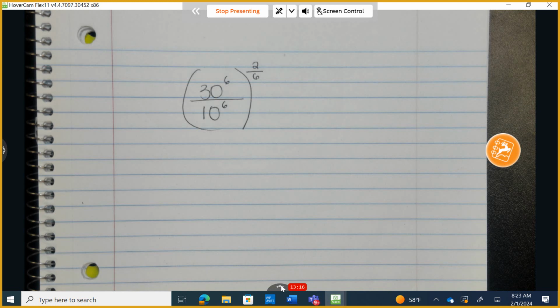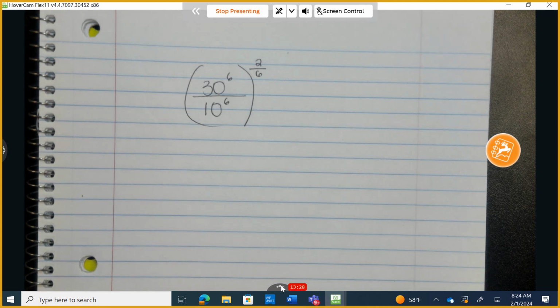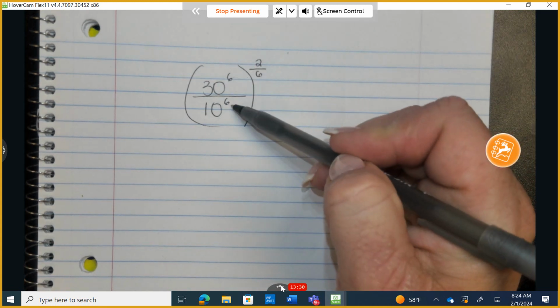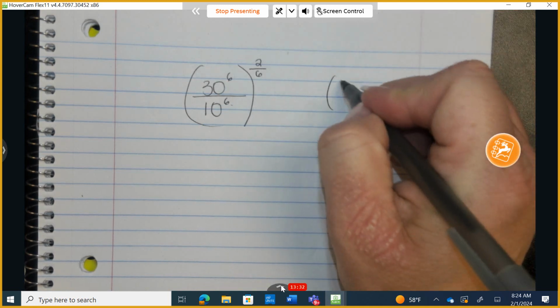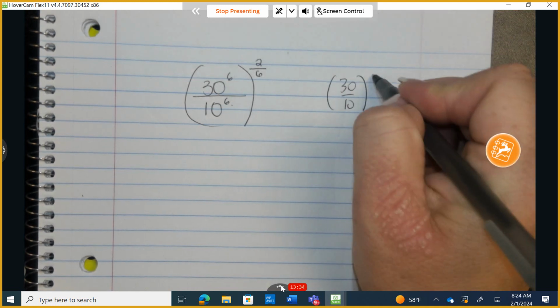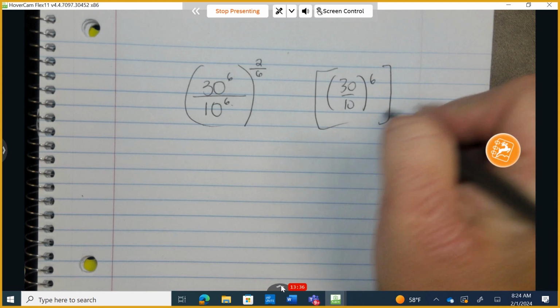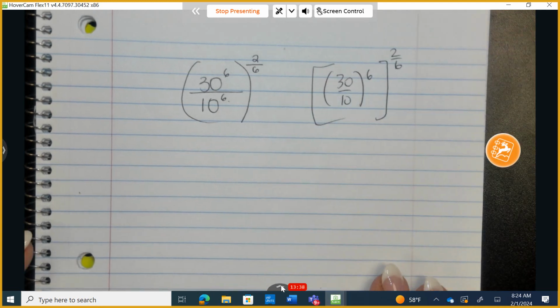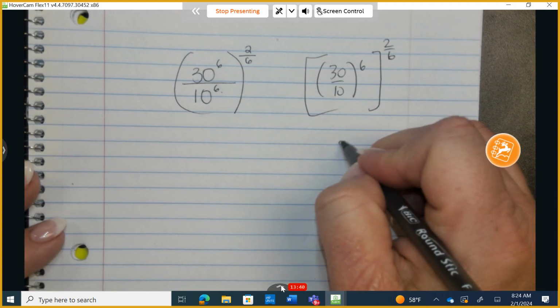What can we do here without using a calculator? These are pretty large numbers. 30 times itself 6 times, 10 times itself 6 times, then raising it to a 2/6. This looks confusing. Do I have the exact same exponent? Yes. So let's break this down. 30 divided by 10, they have the exact same exponent, and then we'll raise it to the 2/6. Well, 30 divided by 10 is 3.